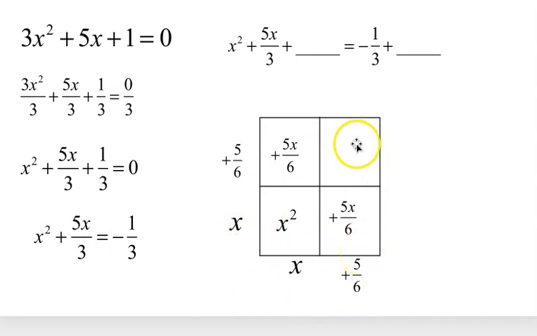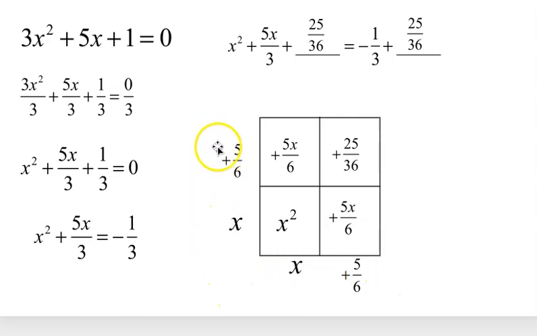Now, I have one last cell. We have to multiply these things together. 5/6 times 5/6 is 25/36. And that is what I have to add to both sides. Add 25/36 here, add 25/36 here. So these three pieces, x squared, 5x over 3, 25/36, are the same as these four boxes. But these four boxes are the same as x plus 5/6 times x plus 5/6.